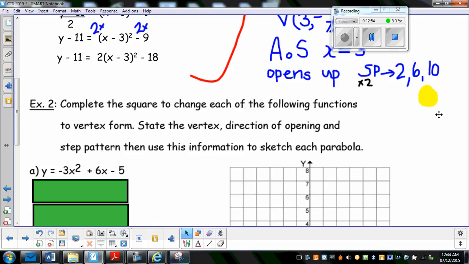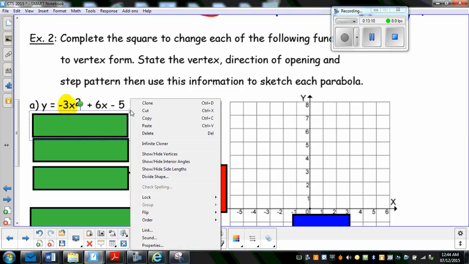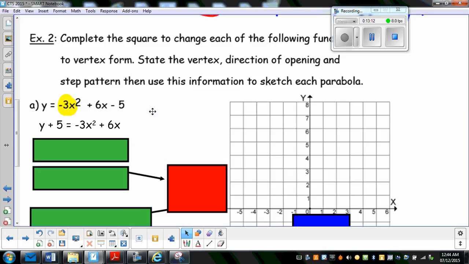Okay, so now we're going to do a couple of questions where we complete the square and we use our information to graph the functions. So this time notice we have a negative 3 out in front. Okay, first step still the same though. I'm going to move that minus 5 to the other side. Remember, it changes to plus 5.